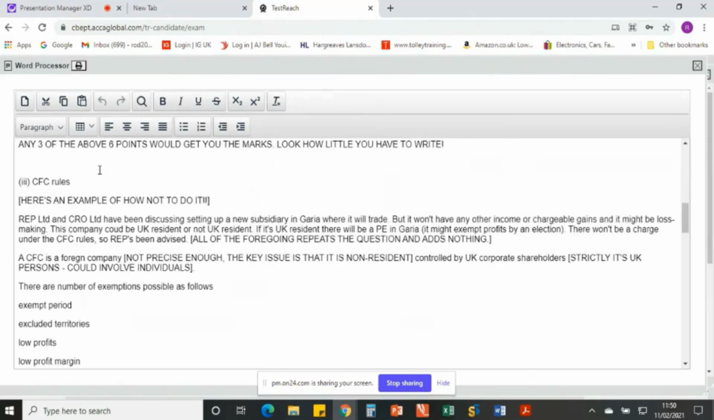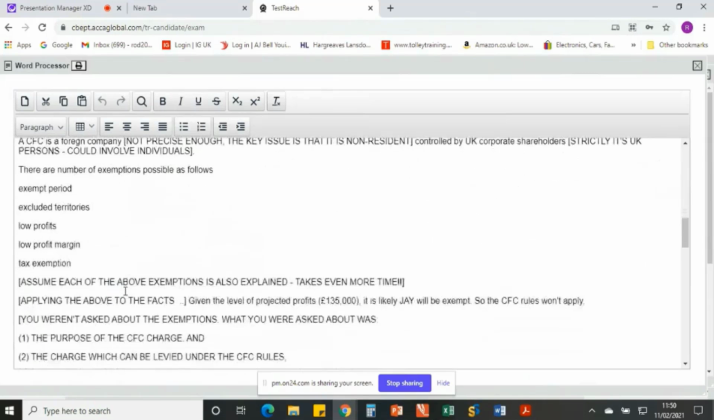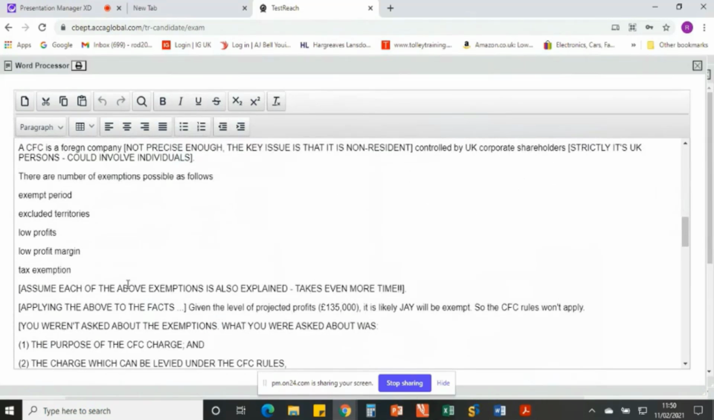There are a number of exemptions, and here I've listed all the exemptions: exempt period, excluded territories, low profits, low profit margin, tax exemption, and you could even write about all of those. Okay, takes even more time. And then applying that to the facts, given the level of projected profits, 135,000, it's likely that J will be exempt, so the CFC rules won't apply. You weren't asked about the exemptions, so all of that you wrote down, it could be completely technically correct. It's not relevant to what you were required to do.